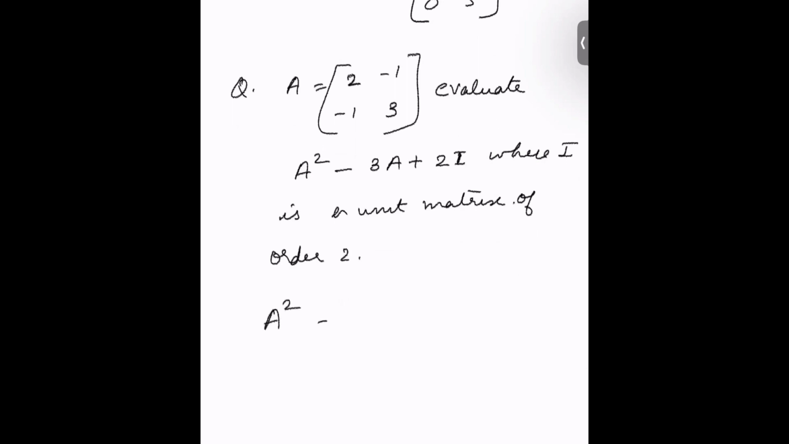Okay, so here first part is calculating A square. How do you calculate A square? What is A square? A square is A into A. So 2 negative 1 negative 1 3 into 2 negative 1 negative 1 3. This is called A square, A into A. Got it? Now multiply.